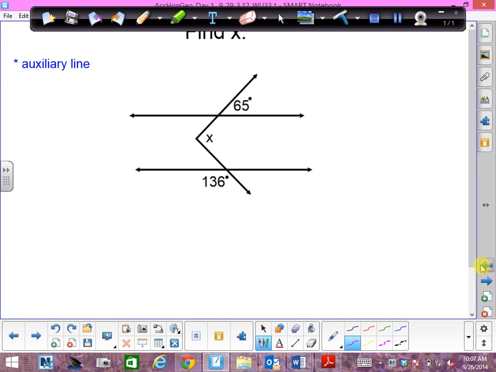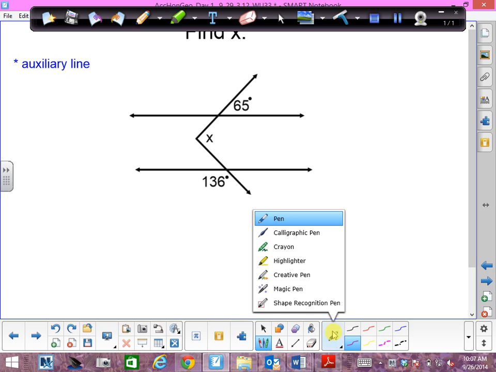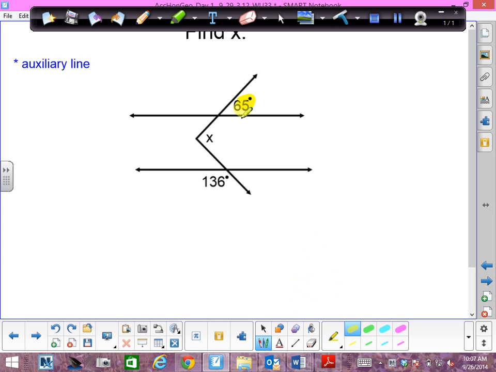All right, so we have to find x in this picture, and this is different than the others that we've worked with. So we know this angle up here is 65. We know this is 136, and then we're looking for x. So the way we're going to do this is use an auxiliary line. So we're going to draw an auxiliary line right through that angle. It should actually be exactly through the point of intersection of those two rays. So it's kind of hard for me to get it exact, but you should be able to draw one.